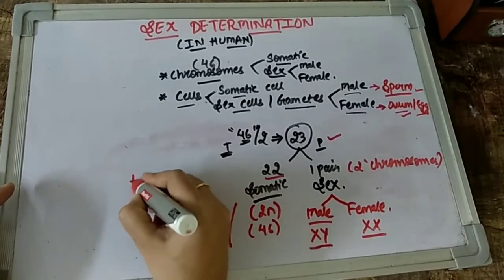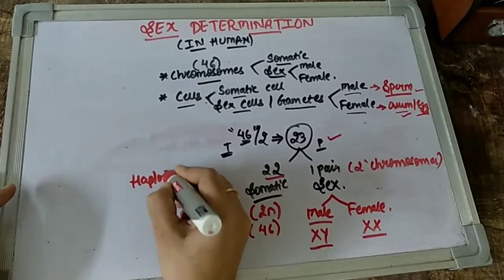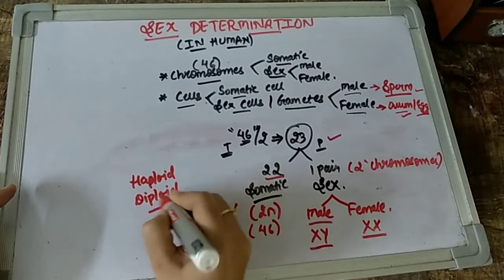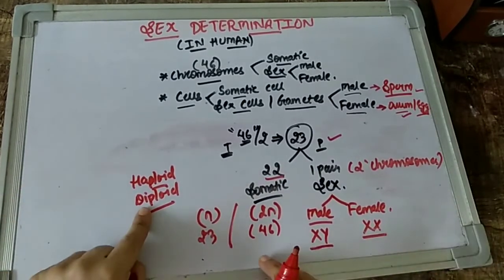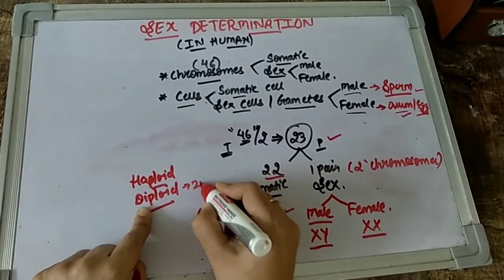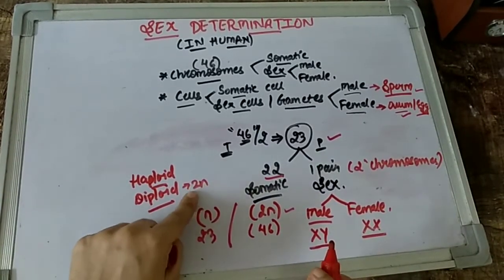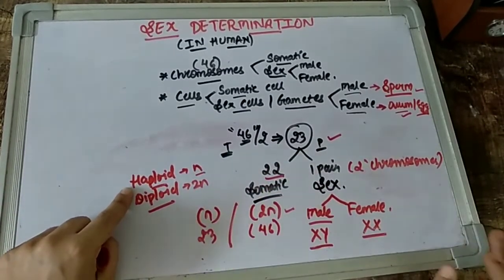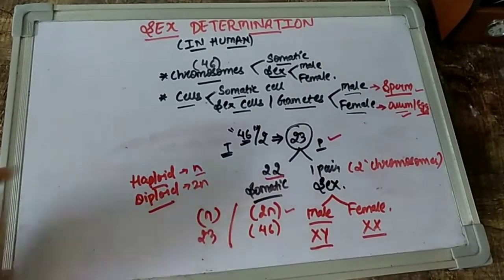So I'll write over here the 2 terms or 2 cells that I'm talking about. The cells can either be haploid in nature or diploid in nature. What's diploid? Diploid you always represent as 2n. 2n means double or total. How do you write haploid? Haploid means half. So you write only 1n over here. That's how you represent it.